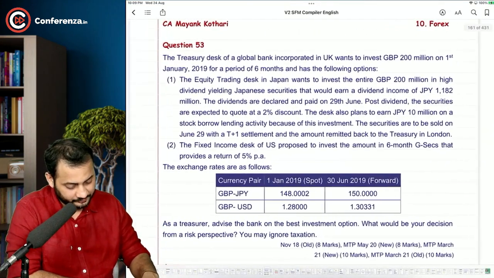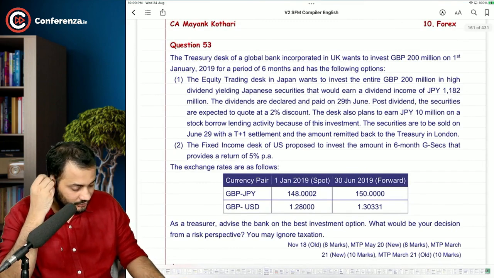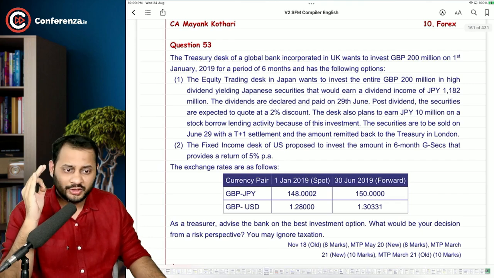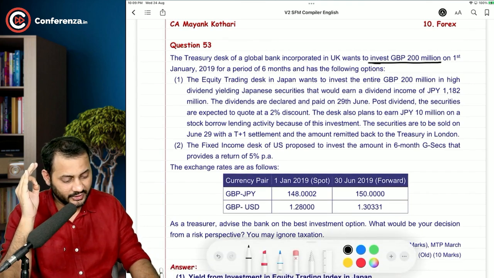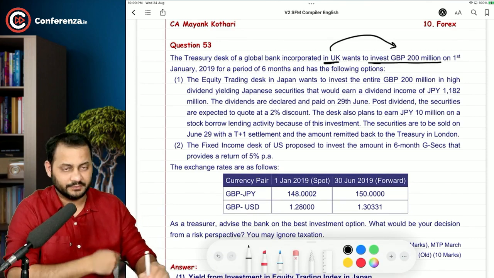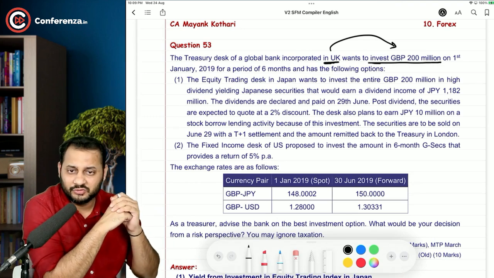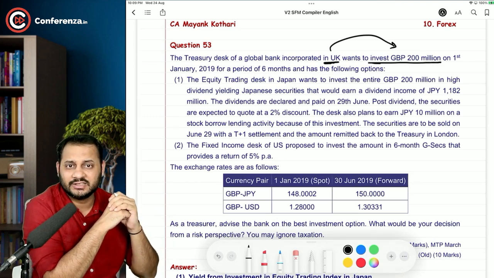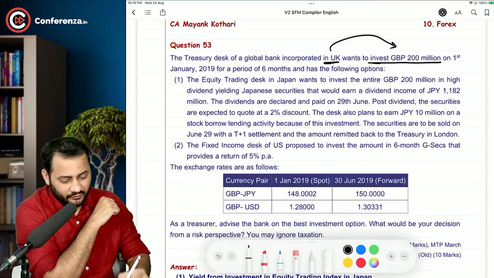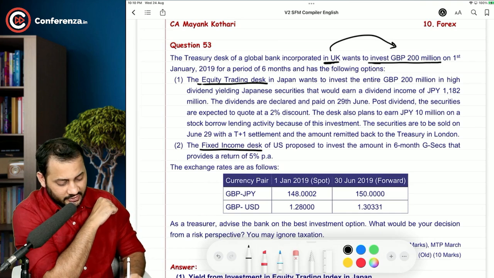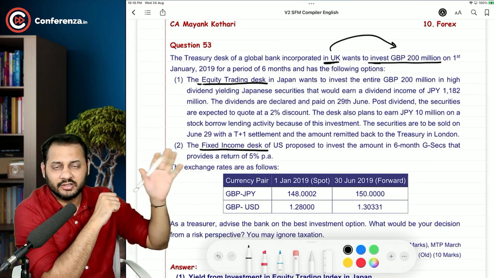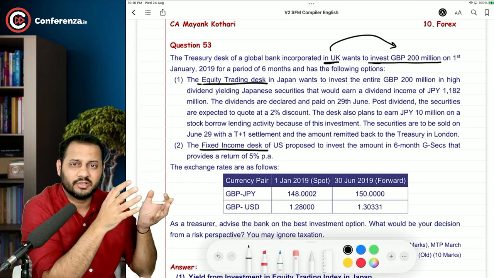Question number 53. Interesting one. Have a look. The treasury desk of a global bank incorporated in UK wants to invest GBP 200 million. And this is incorporated in UK, so this is our currency. On 1st January 2019 for a period of 6 months and has the following options. There are two options where you can invest your money: the equity trading desk and the fixed income desk. You can clearly see that one option is to invest in the equity, the other option is to invest in the fixed income. That means some kind of bond.